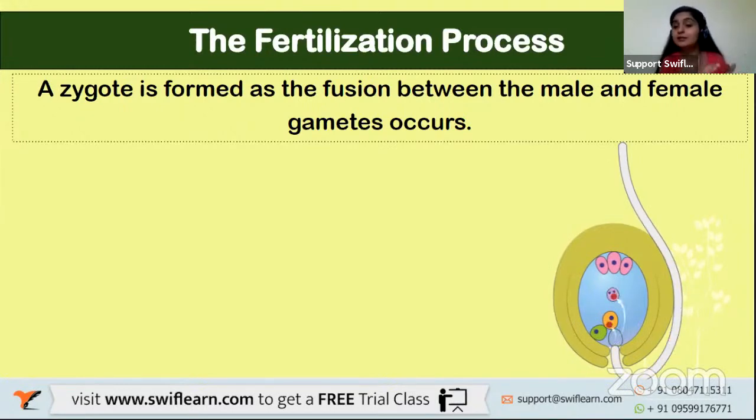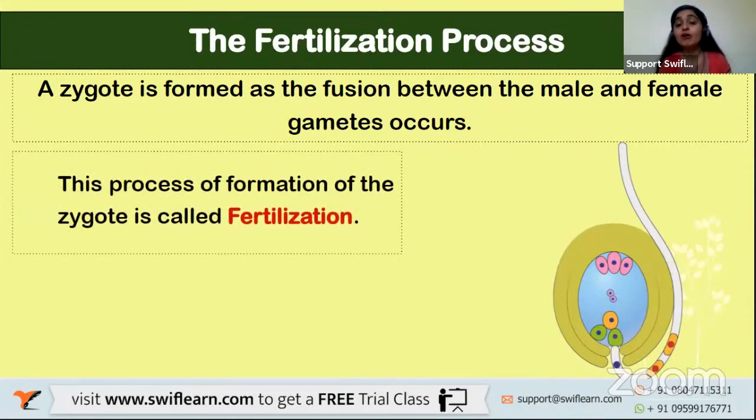So this is another new term that we learned over here. That is a zygote. And what is a zygote? When the female gametes and the male gametes mix together, they fuse together, they form a zygote. This process of formation of zygote is called fertilization.